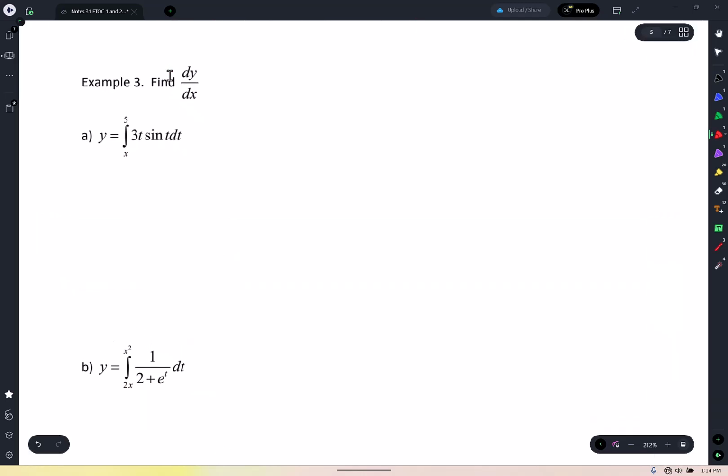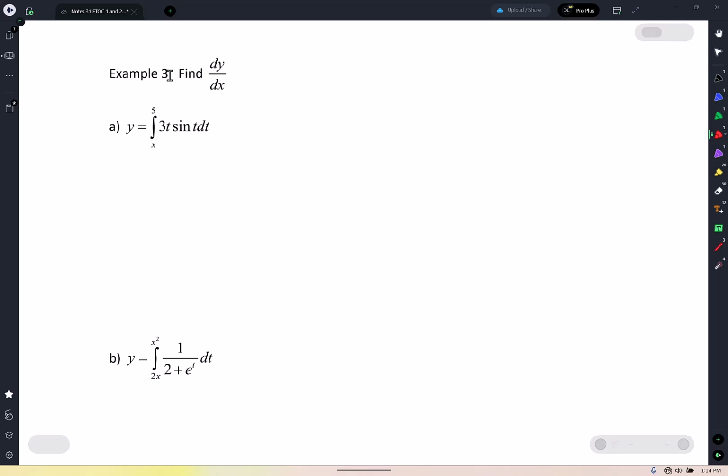Go to example 3. I want the derivative. Notice I have a variable in the bottom limit, and I have a constant in the top limit of my integral. It's in the wrong order. I need the constant in the bottom and the variable in the top. There's a property, we just learned them a few days ago. If I switch them, what do I put in the front? So this expression, I haven't taken the derivative yet. I'm just going negative integral from 5 to x of 3t sine t dt. Are we okay?